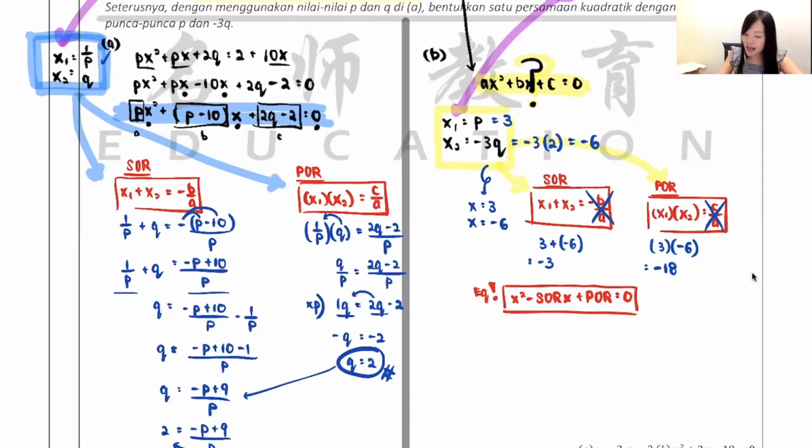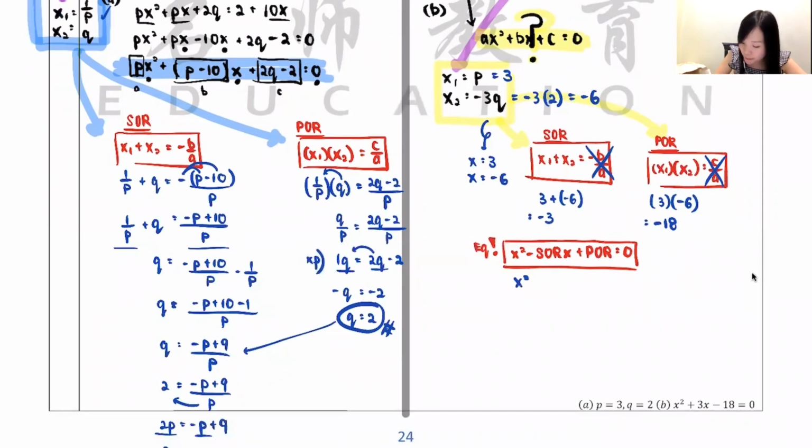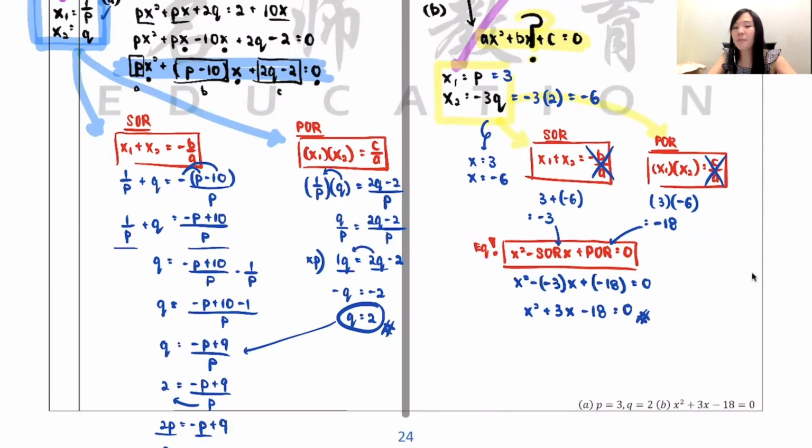So guys, I sub inside. So isn't it x squared minus my SOR, what is it? Here, I already did it. Isn't it negative 3? My POR is what? Here, negative 18. Isn't it equal to 0? Right, nicely, x squared, negative, negative, positive, positive, negative, negative. Yay, my equation is back. Done.